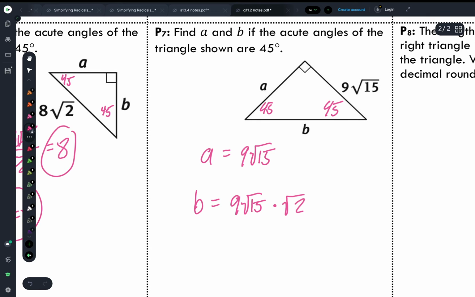Okay, when you're multiplying square roots, you can multiply the two numbers that are under the square roots. So we'll multiply the 15 and the 2. The 9, however, will stay by itself out there, and we'll get 9 square root of 30. 30 has no perfect square factors in it, so that's as far as we can go with that. So that'll be our answer for our hypotenuse.